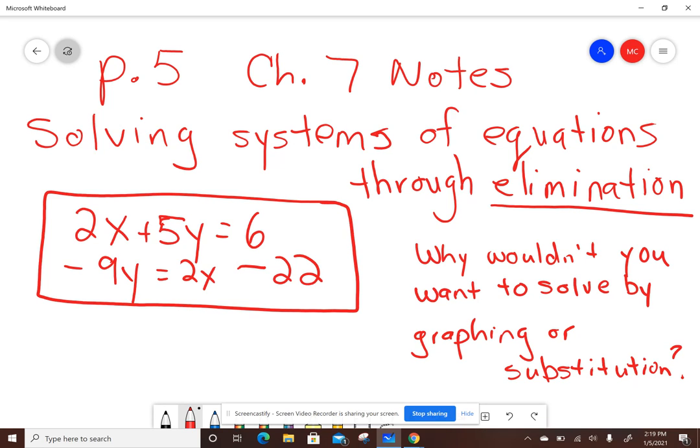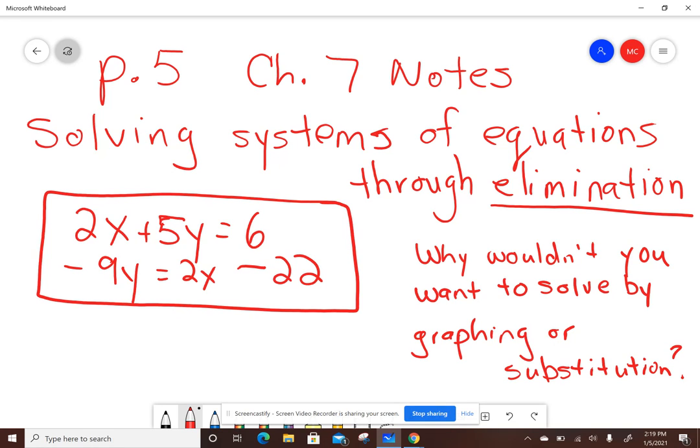Now, we could solve by graphing. Graphing's not that hard, but you need graph paper and you need to be accurate and you need a ruler. And it's a good visual, but it's not the most accurate way to get an answer. So we don't always want to depend on graphing.